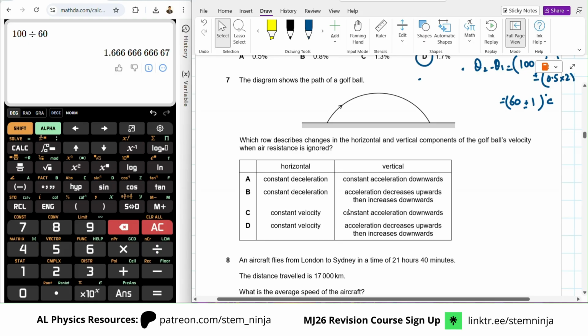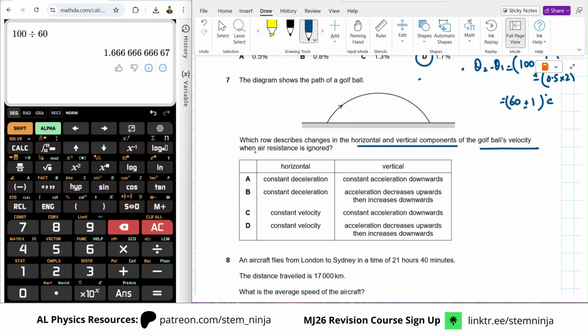The diagram shows the path of a golf ball. Which row describes the changes in horizontal and vertical components of the golf ball's velocity when air resistance is ignored? So remember, horizontal velocity, we refer to it as Vx. This remains constant, no acceleration. And Vy undergoes the Uy plus At acceleration because there is a downward acceleration at all times.